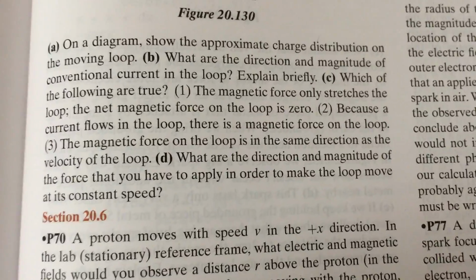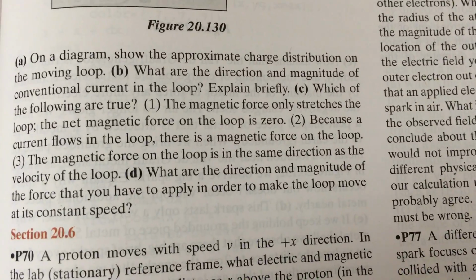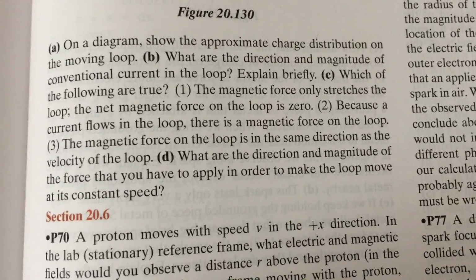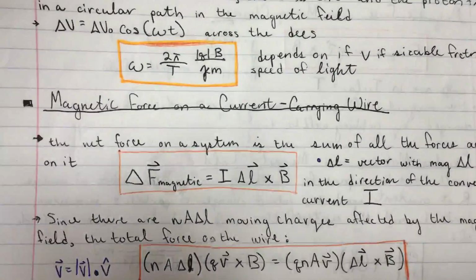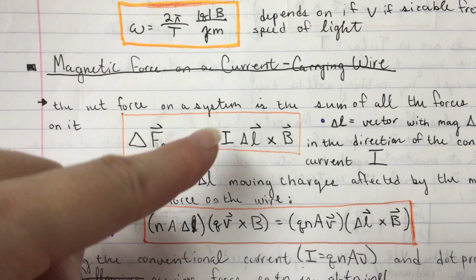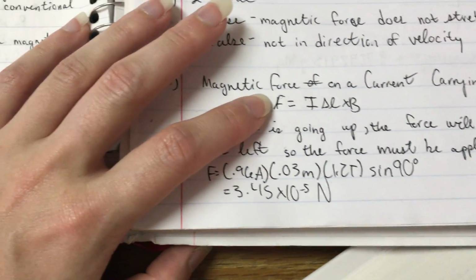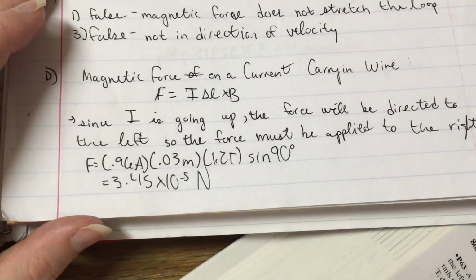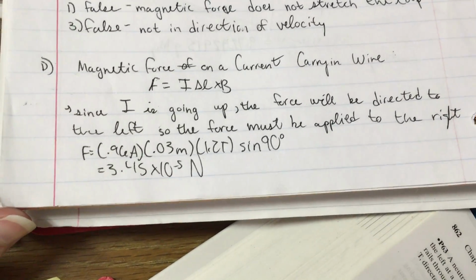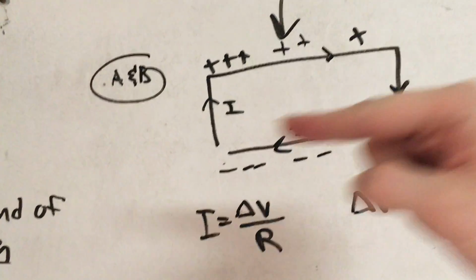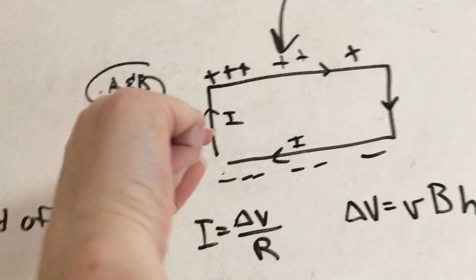So then we can move on to D, where it says, what are the direction and magnitude of the force that you have to apply in order to make the loop move at its constant speed? Well, if I take a look in my notes, you'll see that the magnetic force on a current carrying wire is equal to F equals I times L cross B. Since I is going up, the force will be directed to the left. Therefore, we need to apply a force to the right if we want to keep this thing going.